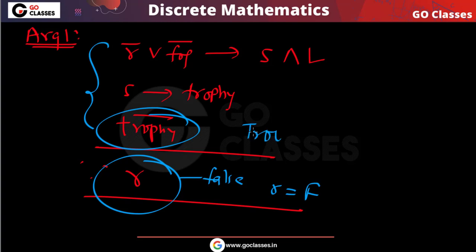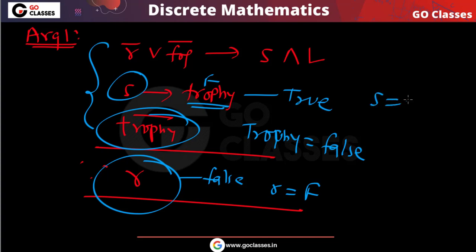So to make this true, I can say that trophy must be false, because if trophy is false, then this premise will be true. Now trophy is already false, so how can I make this true? Because trophy is already false, so automatically s must be false.